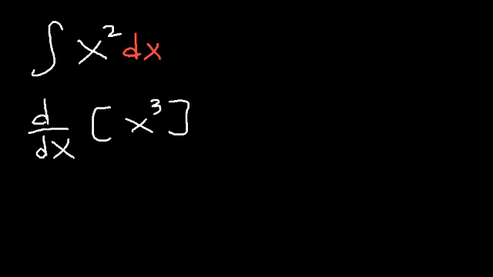What is the antiderivative of x squared dx? How can we find the answer to this problem? What would you do? Well, to understand integration, you need to understand differentiation. What is the derivative of x cubed? To find the derivative of x cubed, you need to take the 3, move it to the front using the power rule, and subtract the 3 by 1. So it's going to be 3x squared. That's how you find the derivative of a function using the power rule.